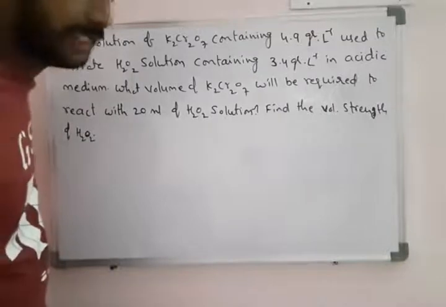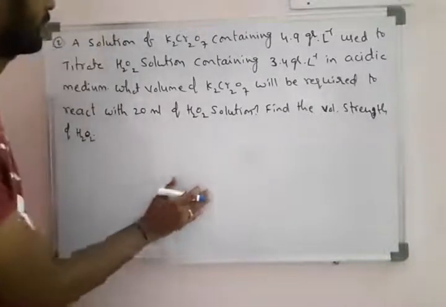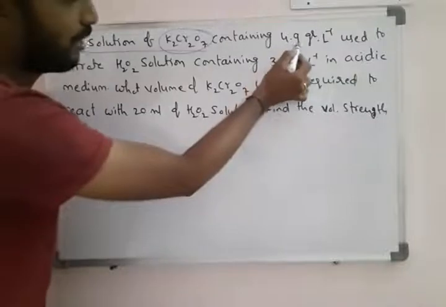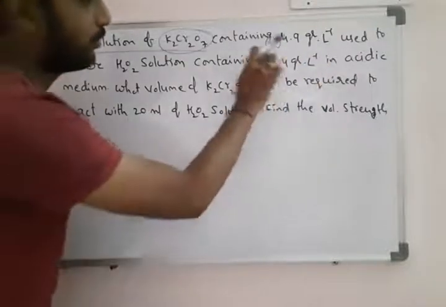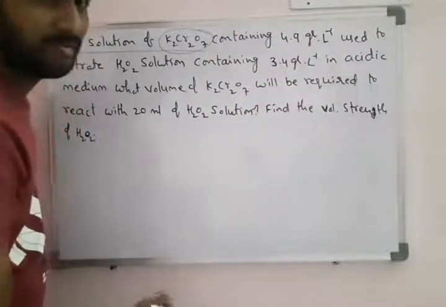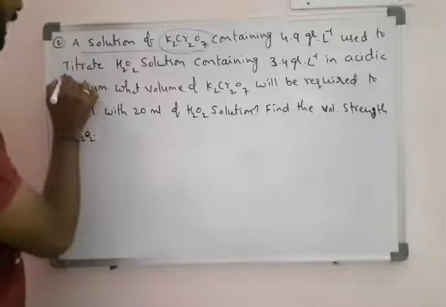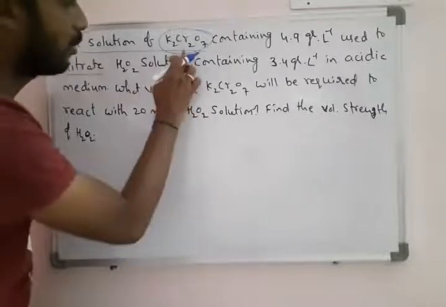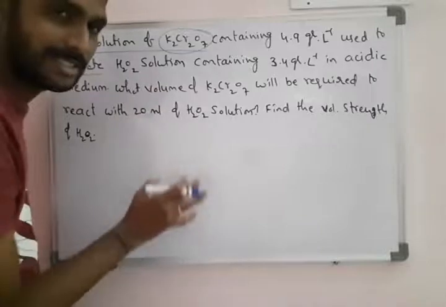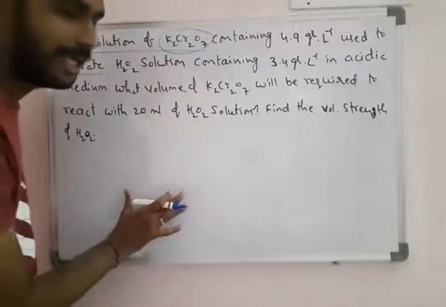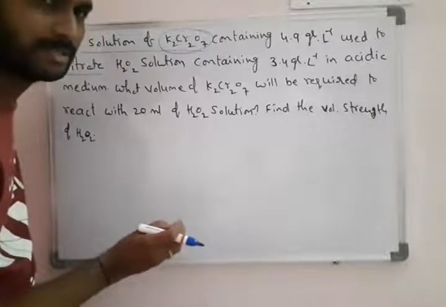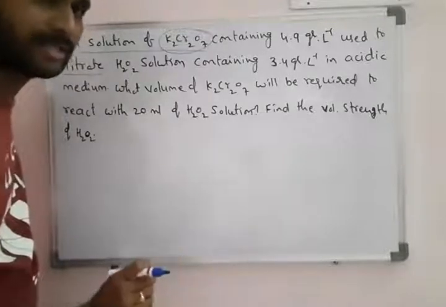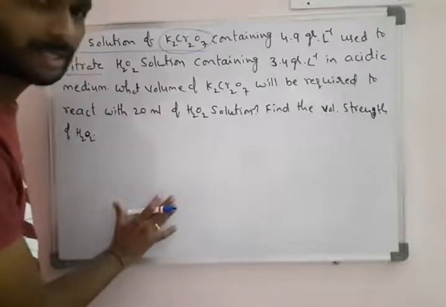So based on hydrogen peroxide strength, here a solution of potassium dichromate containing 4.9 grams per liter. Here the amount of potassium dichromate in 1 liter is given, meaning its strength is given. And it is used to titrate. Titrate means reacting with a special apparatus. One substance is taken in a burette, the other substance is taken in a conical flask with the help of a pipette, and both are added drop wise. That is called a titration.